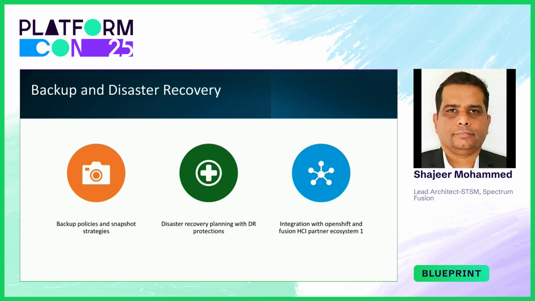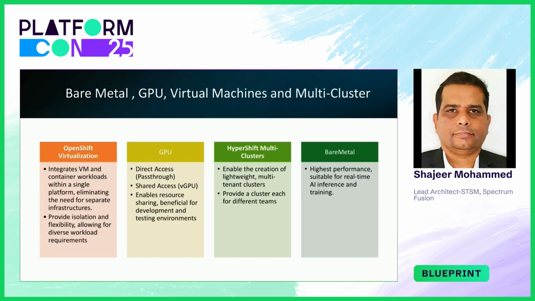OpenShift virtualization in general allows you to run virtual machines alongside containers on a single unified platform, eliminating the need for separate infrastructure. For GPU workloads, we support both direct pass-through and vGPU configurations, giving you flexibility depending on workload requirements. The setup provides strong isolation while maintaining flexibility across diverse use cases. With Hypershift, you can create lightweight multi-tenant clusters that scale easily and allow different teams or projects to operate independently.